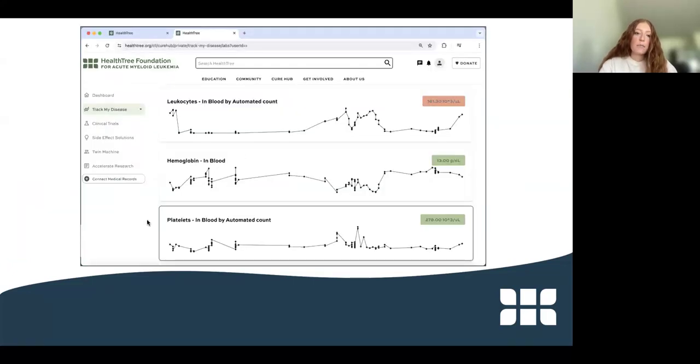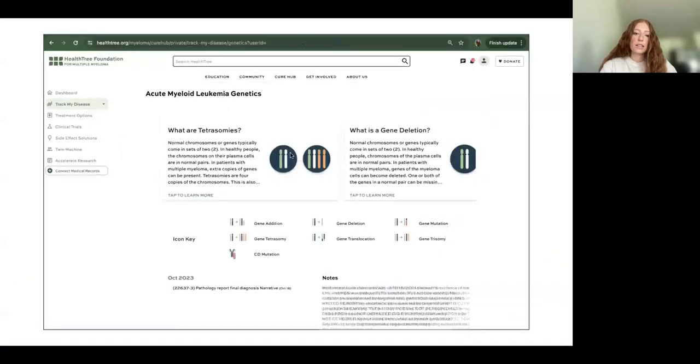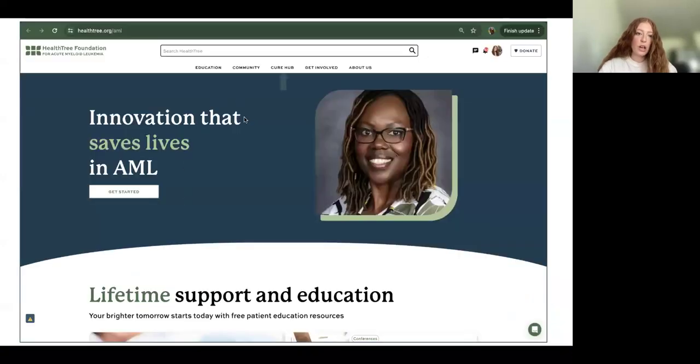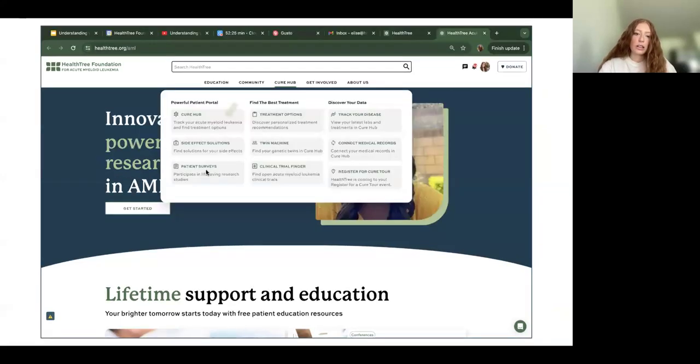This is the lab portion of CureHub. This is the genetic portion. And I want to take a few minutes to go over how to connect your medical records. So on CureHub, if you go to the main site of HealthTree for AML, you can type in healthtree.org/AML. It'll take you to a page that looks like this. You see up at the top, it has CureHub. Click on that. It'll take you to this portion. You click on CureHub right here.